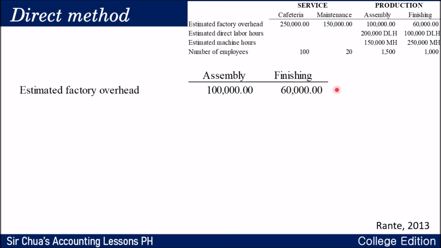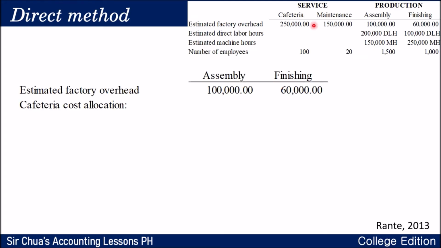Yan po yung starting point natin kasi po kahit anong pagbalik-balik rin natin ang sitwasyon, yan na po yung budgeted overhead natin for assembly and finishing. I-allocate na lang po natin si cafeteria at saka si maintenance. Let's start with allocating our cafeteria cost allocation, which is 250,000.